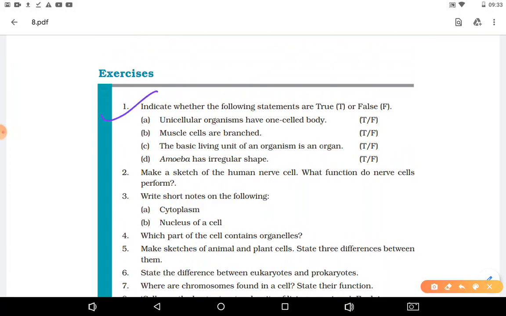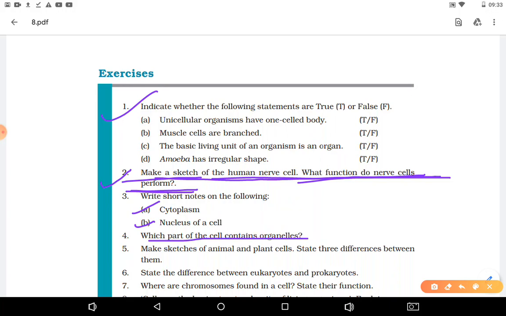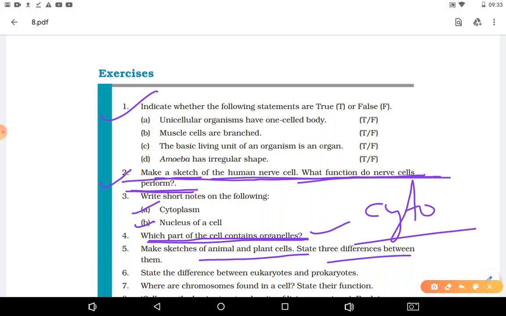This question, human nerve cell, I have already given to you. What function they perform? The conduction of the nerve impulses between our body, different parts, that is done by the nerve cells. Short note on the cytoplasm, nucleus we have done in the detail. Which part of the cell contain the organelle? Cytoplasm. Okay.